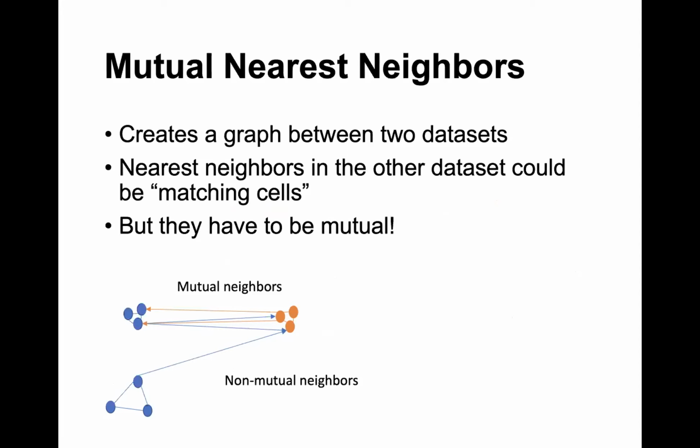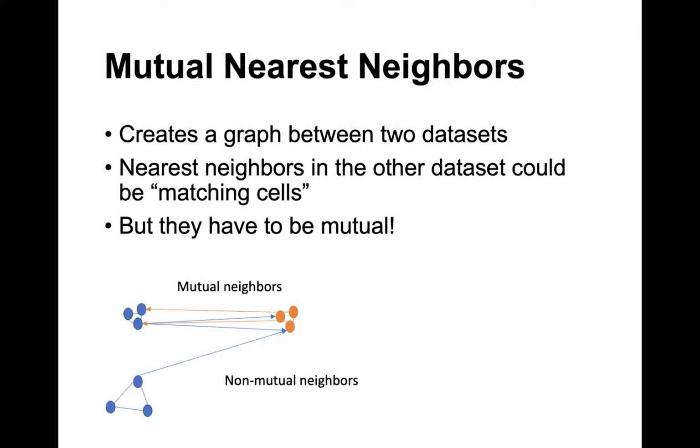I think this is the last method that we're going to cover today, a tool called mutual nearest neighbors. Yes, and this is the last one. So I've talked a lot about this idea: what if there are some cells that are present in one data set but are not present in the other, and there are still some correspondences between them?